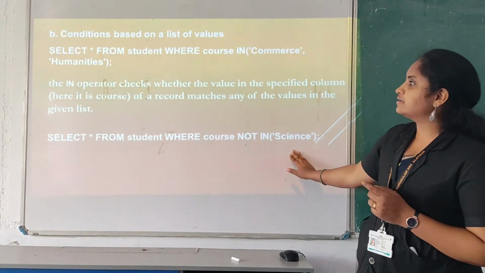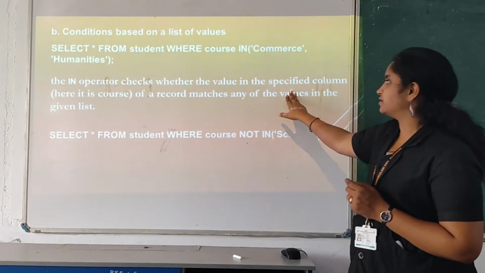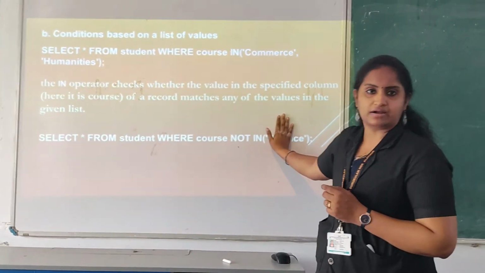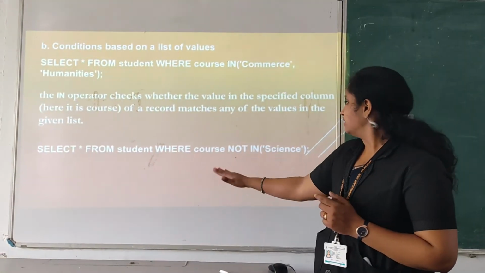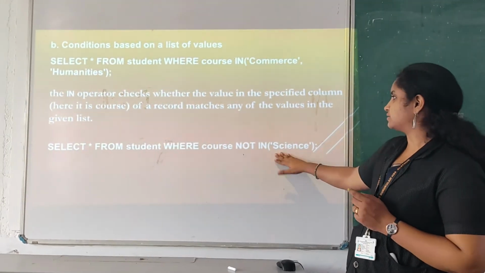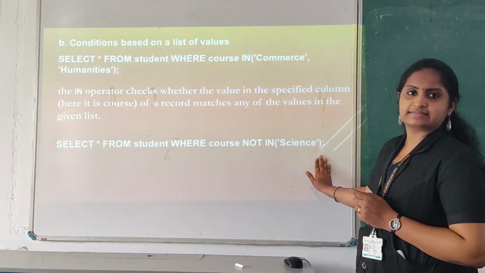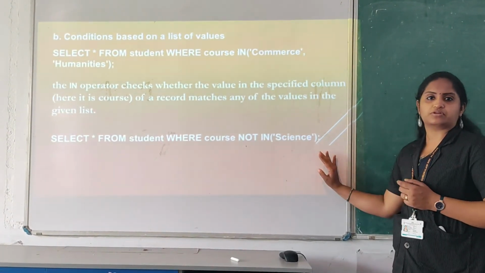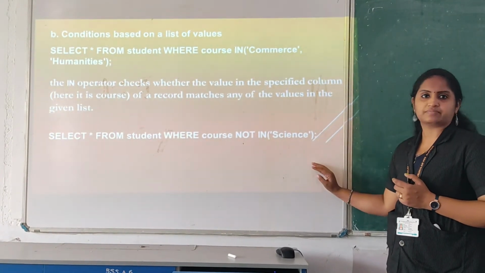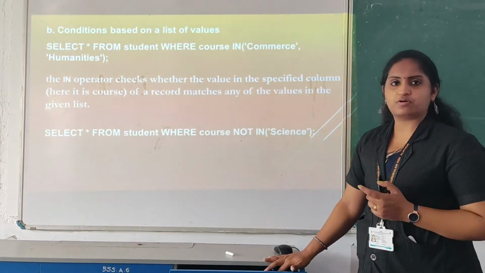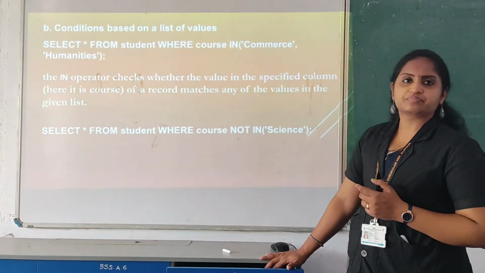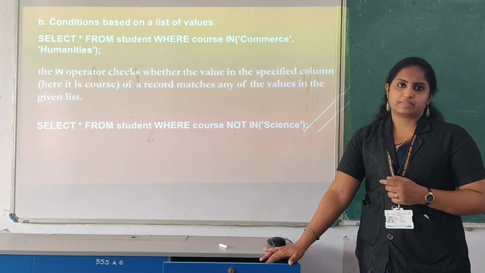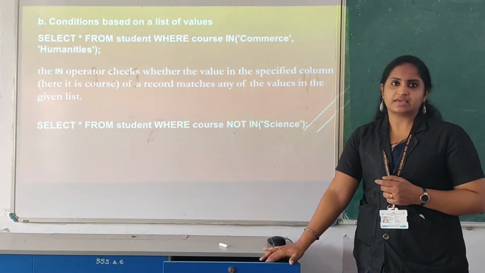Clear? And next one is the IN operator, which checks whether the value in the specified column is available or not. If it matches, it will display the content. And here it is select * from student where course in science. It is another example. Check in the table if the student is present in a particular course and it gives the details. Clear? So first we discussed the range condition, and here it is a list of values. For range we use BETWEEN or AND, and for a list we use IN.